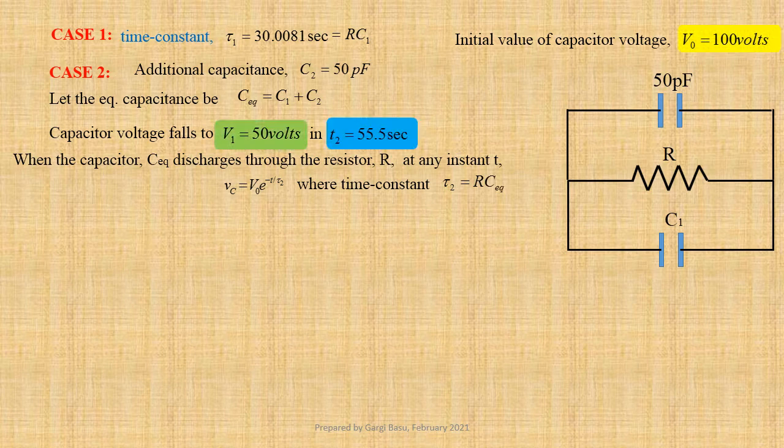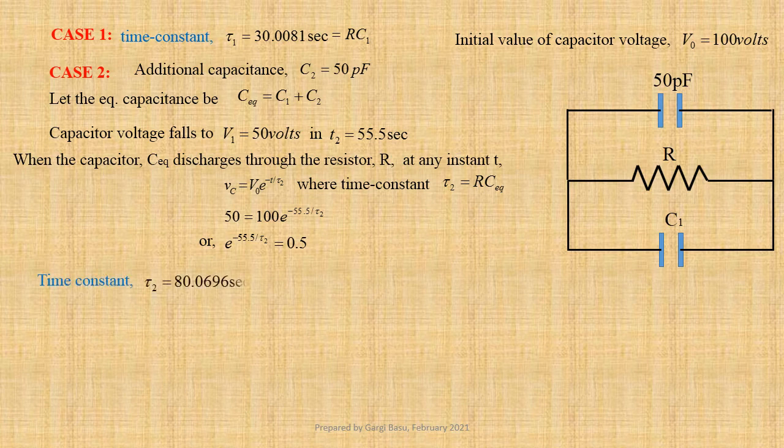Using values, we get 50 equals 100 e to the power minus 55.5 by tau 2, or e to the power minus 55.5 by tau 2 equals 0.5. Therefore, time constant tau 2 equals 80.0696 seconds. That is equal to R into Ceq, or R into C1 plus C2.